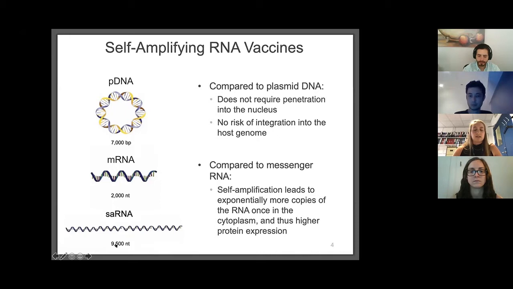And the self-amplifying RNA is a much longer construct, but again single-stranded and linear, usually around 10,000 nucleotides. The advantage of self-amplifying RNA is that compared to plasmid DNA, it doesn't require penetration into the nucleus, so it's a lot easier to deliver. There's also no risk of integration into the host genome. Compared to messenger RNA, the self-amplification property, once it's in the cytoplasm, leads to exponentially more copies and therefore also more protein expression. This helps to minimize the dose.